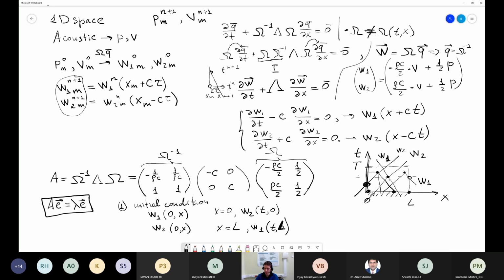omega minus 1 multiplied by the vector of W. This relation is valid, as well as this relation, for any time moment. That's why, based on the values W1 m n plus 1 and W2 m n plus 1, we can go back, multiply by omega minus 1 to calculate the pressure at the same position, but at the next time moment, and the velocity at the same position, but at the next time moment. Great. We obtained one time step.